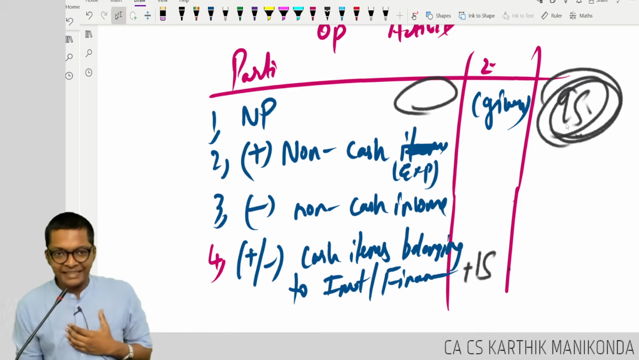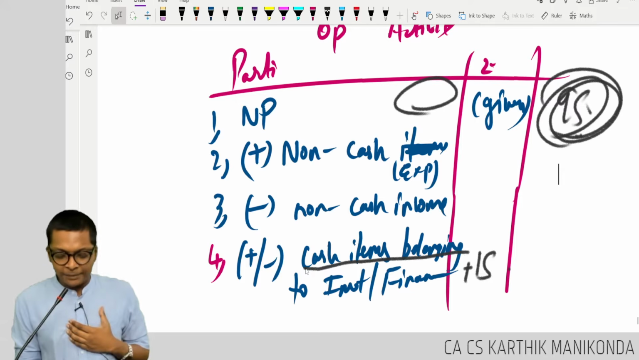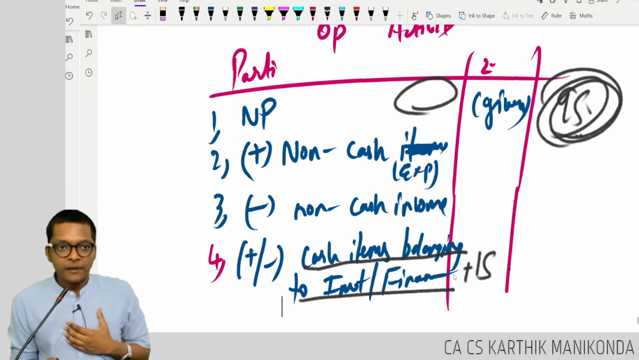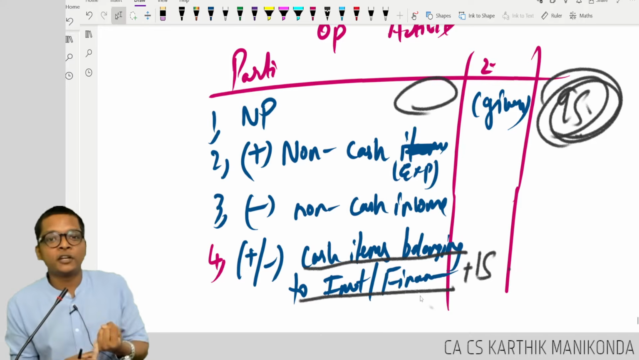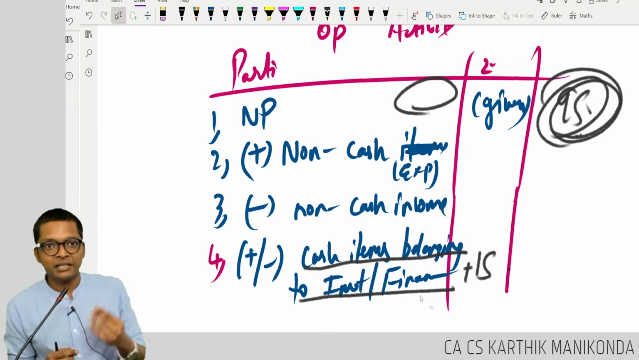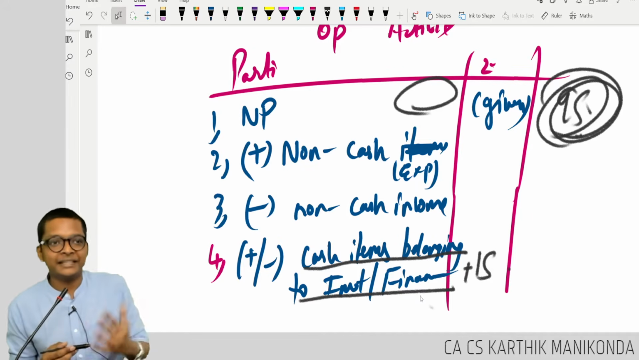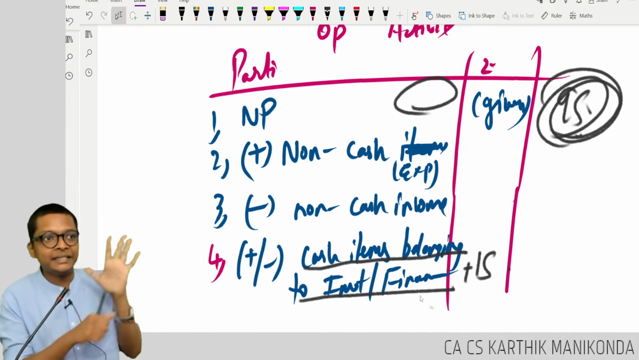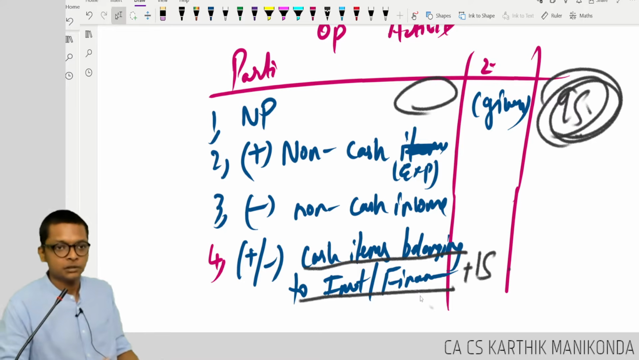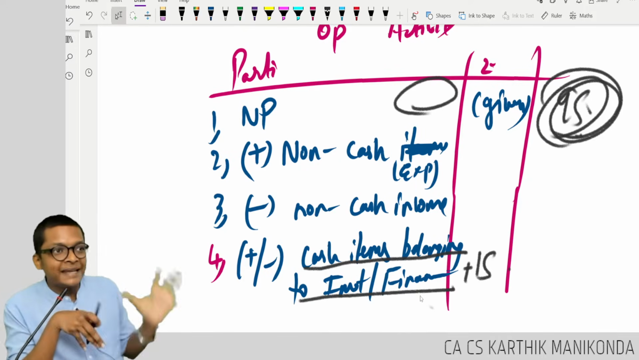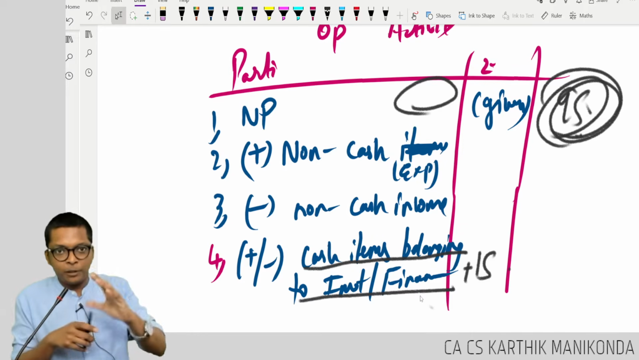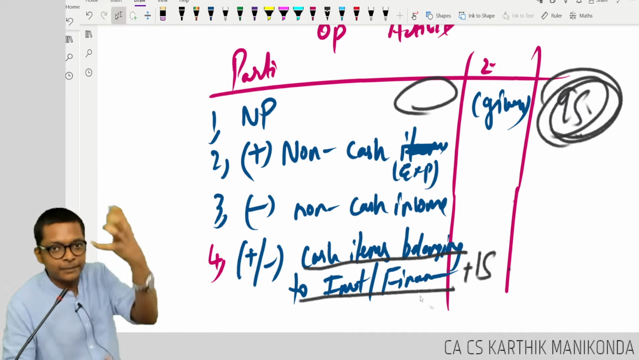That is the meaning when I say cash items belonging to investing or financing. This cannot be one list. It can be profit on sale of assets, loss on sale of furniture, interest paid, dividend paid, it could be TDS on, let's say, interest. It could be anything in the P&L. Are you following? Interest earned, it could be anything. But if you think it belongs to investing or financing, remove it here and add it there.